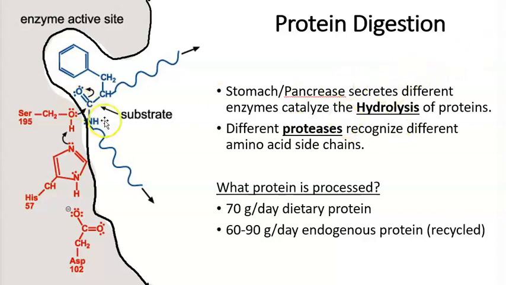They hydrolyze proteins, so we break down that amide bond. Proteases are going to recognize different side chain functional groups and bind them, and then we're going to be able to enzymatically and quickly break apart that amide bond. So again, about 70 grams a day of dietary protein are processed, and then 60 to 70 or 90 are recycled in our bodies. So we don't constantly need to consume all of the protein we use. We do recycle a lot of it.